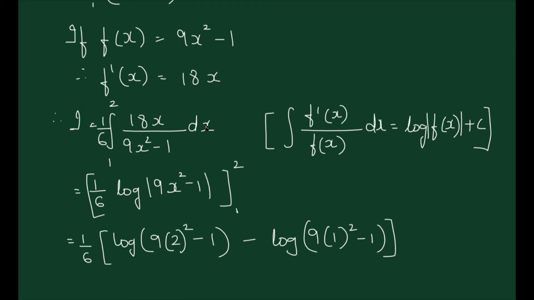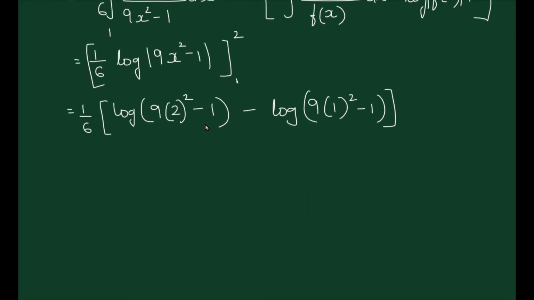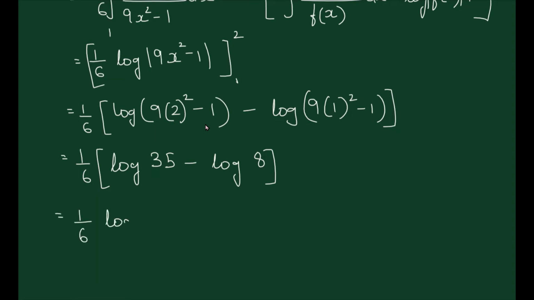Okay. Then in the next step, we are going to get 1 upon 6 log of 9 fours, that is 36 minus 1, 35, minus the log of 9 minus 1, that is 8. Okay. And combining both the logs, we are going to get 1 upon 6 log of 35 upon 8 as the answer. Okay, study the sum carefully.